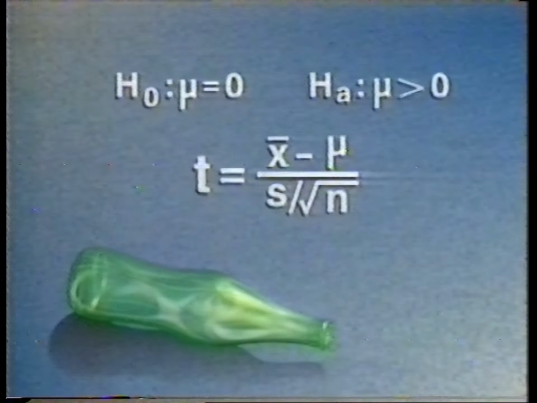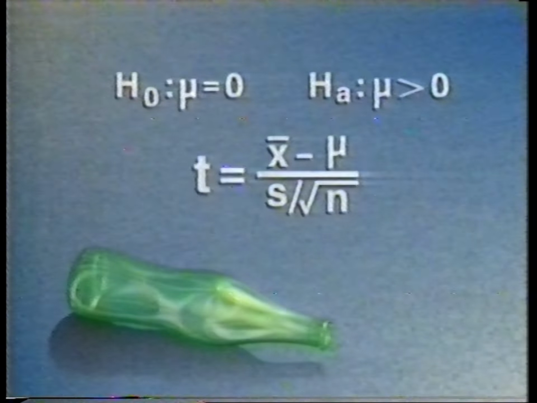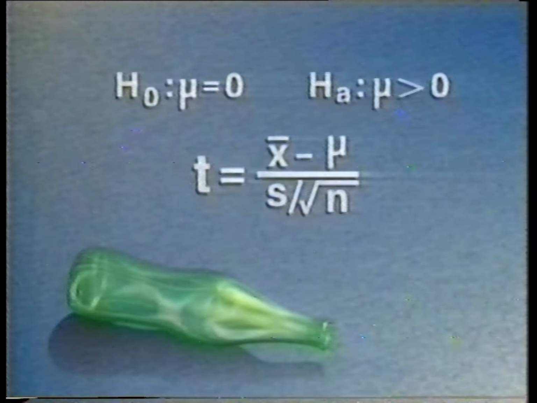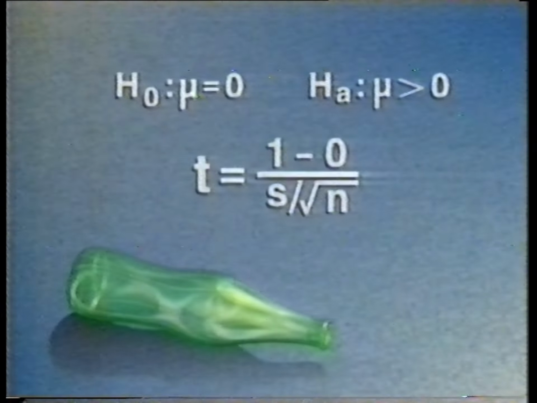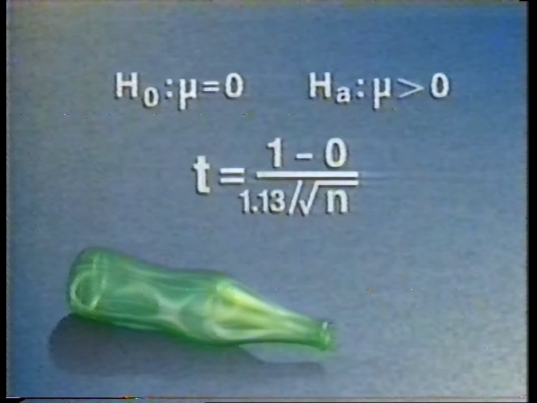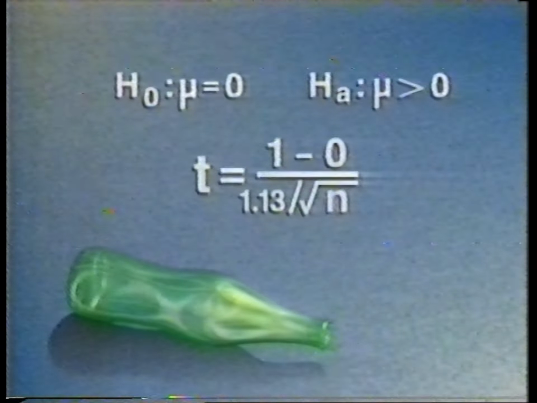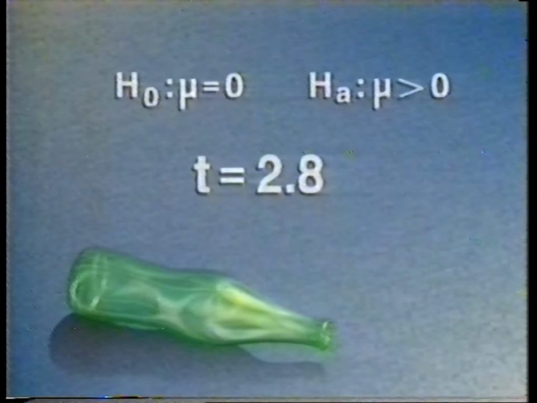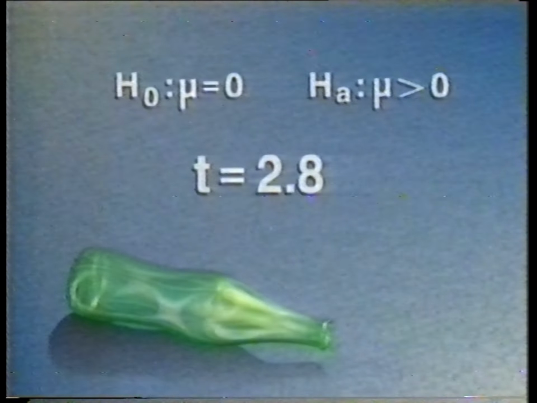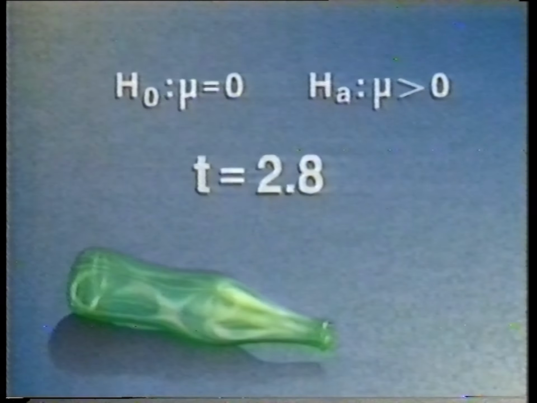The t-test statistic is the same one we've used before. The numbers we plug in are x bar, which is 1, mu, which we assume is 0 by our null hypothesis, s, which is 1.13, and n, which is 10. Doing the arithmetic gives us t equals 2.8. Now we need to find the p-value that corresponds to this figure.